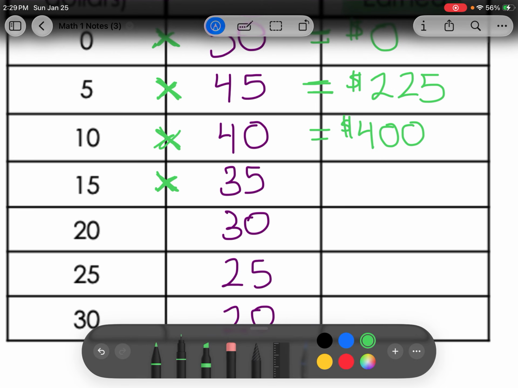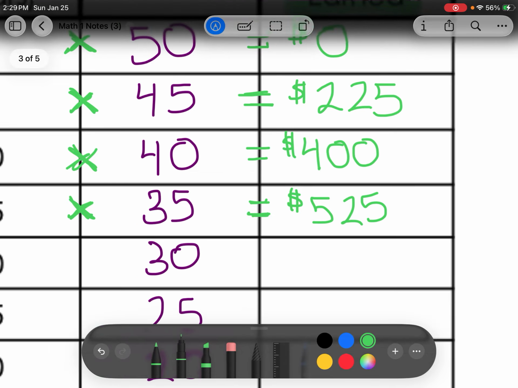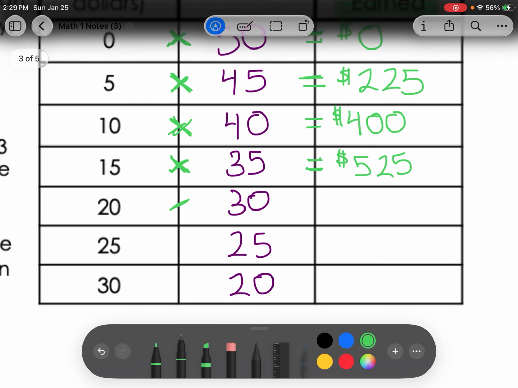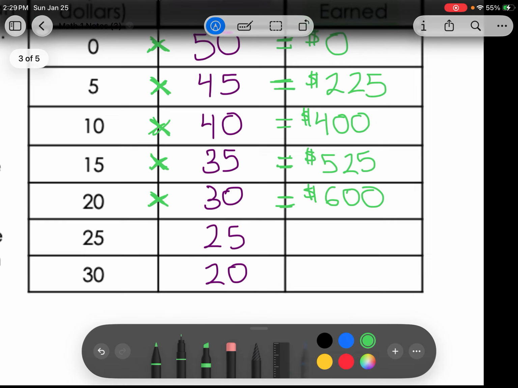15 times 35 is, I was trying to do a dramatic pause, is $525. 20 times 30 is $600.